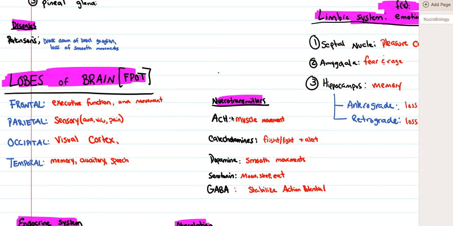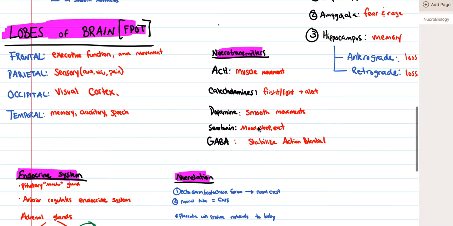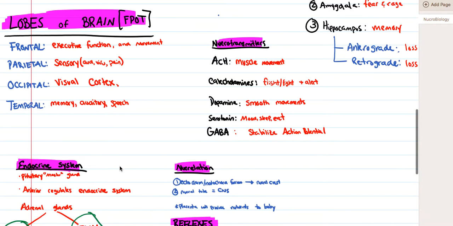Different neurotransmitters. ACH is for muscle movement. If you remember from the biology action potential, ACH is used as a neurotransmitter in the synaptic cleft. Catecholamines are norepinephrine and epinephrine, which are used for flight and alertness. Dopamine is for smooth movements. Serotonin regulates mood, sleep, and eating, and GABA is stabilizing for action potential.